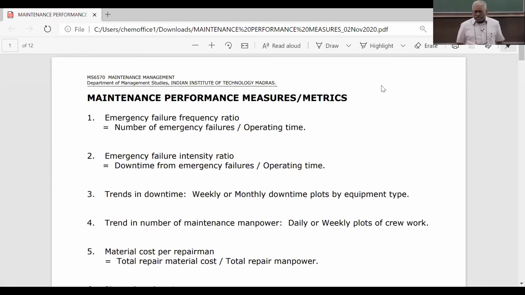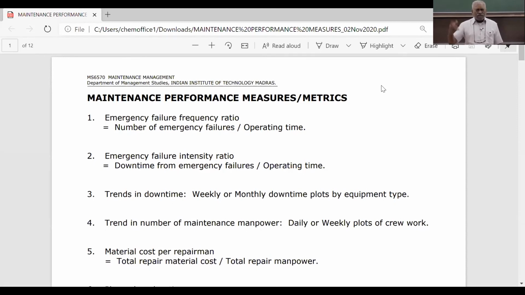Then third one is trends in downtime. As you can see, weekly or monthly downtime, the downtime plots by equipment type. So for each equipment, you do downtime plots. It could be a bar chart typically, and if it's a continuously operating equipment, it could even be line charts.